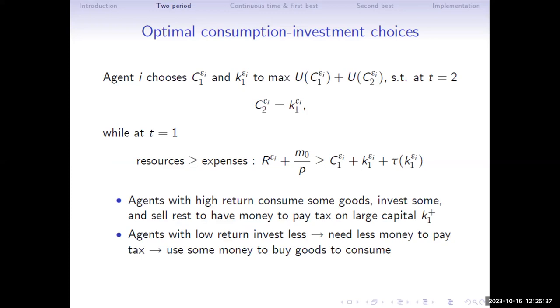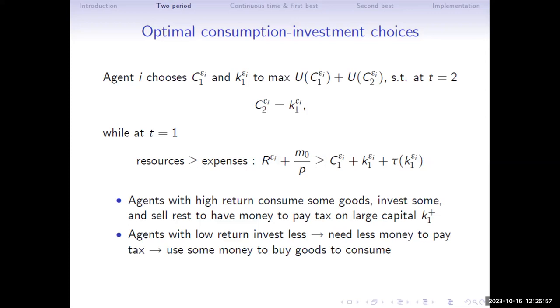At time one, the real decision you have to make is the decision at time one. So you have observed your return. You observe if you're successful or not. And now you have to decide what to do with the goods that you have. You can consume them, you can invest them, you can sell them, and you will be taxed.